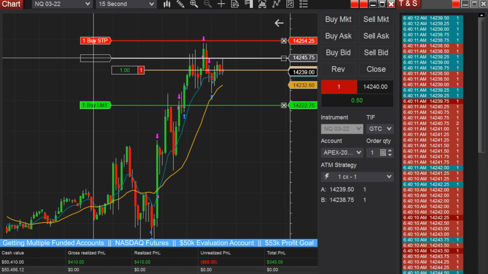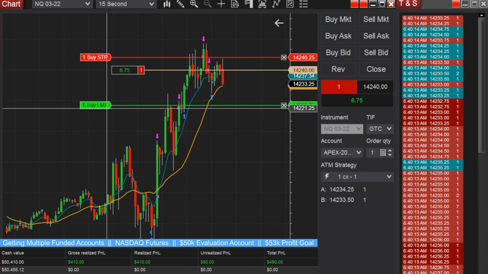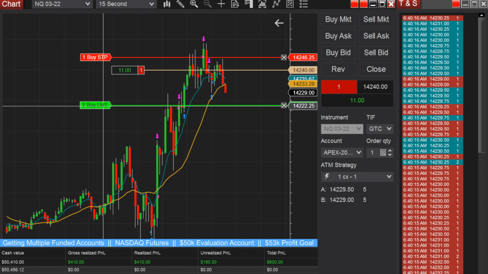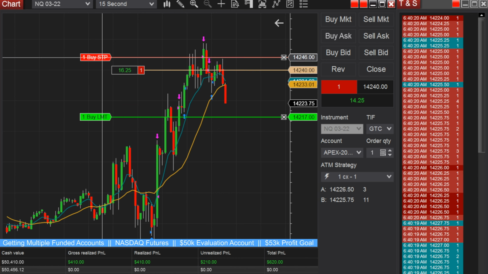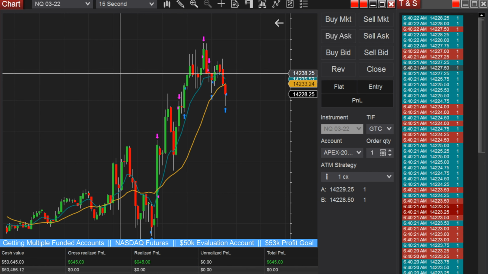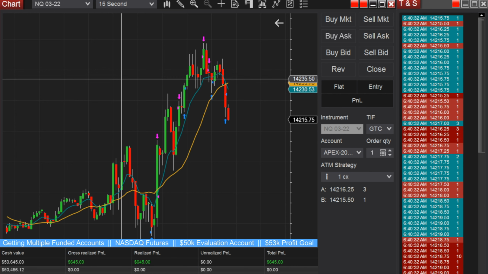And being a scalper, I'll change my mind pretty frequently, and I'll be quick to say I'm wrong and go the other direction. On the shorter time frames, you've got to be able to be nimble like that. That did work out, so I'm up 645 for the day. Let's fast forward here and see if we get any more.